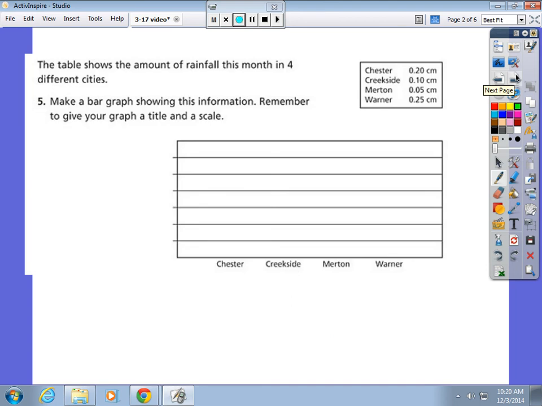Hey, at the bottom, this is where I'm going to kind of cut you loose a little bit. Table shows the amount of rainfall this month for 4 different cities. Make a bar graph showing the information. Remember to give your graph a title and scale. Well, I'm going to go ahead and let you give it an appropriate title based on what we read about. But I will help you with our scale. Looking up here, we have to get up to 25 hundredths, it looks like. So we have to make sure we can get up to 25 hundredths.